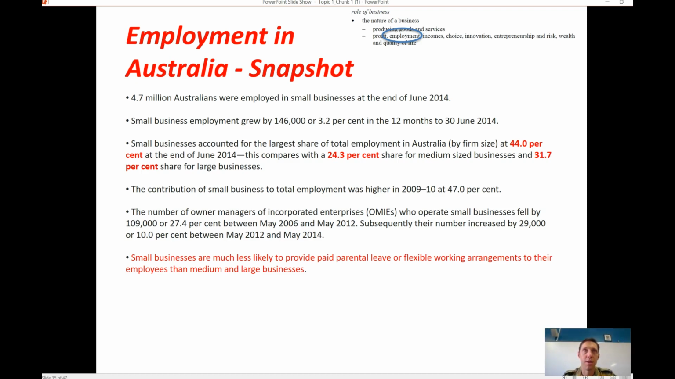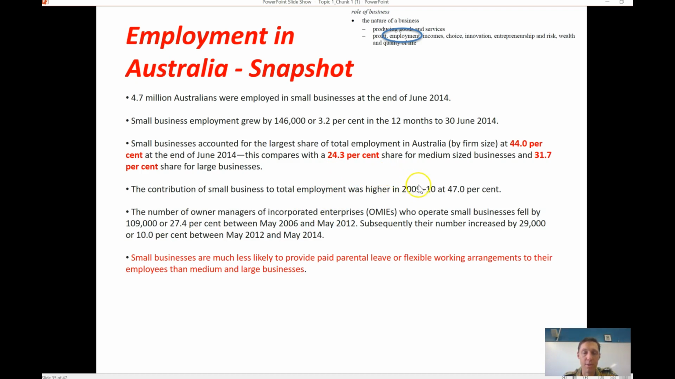This is small businesses, so those businesses employing between 2 and 20 people. They account for the largest share of employment. 44% of people employed in Australia are employed in small businesses, which compares with 24% for medium, so businesses employing between 21 and 199 staff. And large businesses accounted for a 31.7% share of employment. So if you add together the 44 and the 24.3, SMEs are accounting for 68% of total employment in Australia, a really significant number.